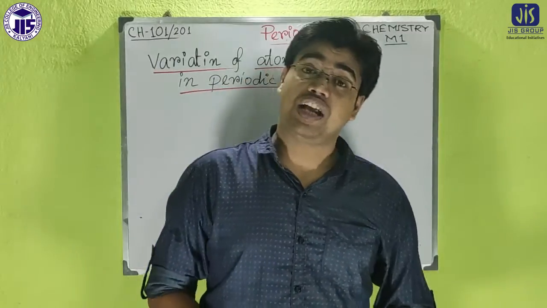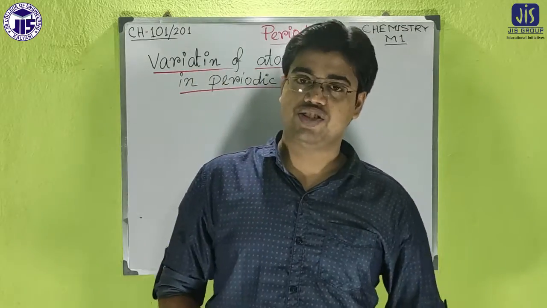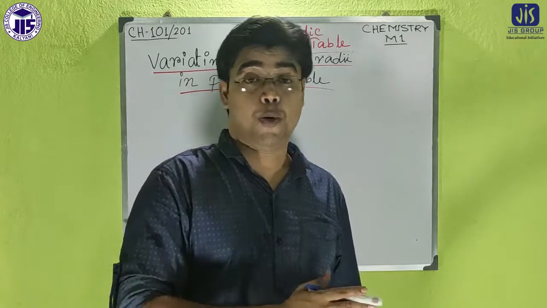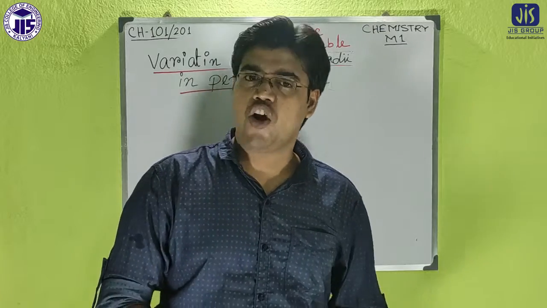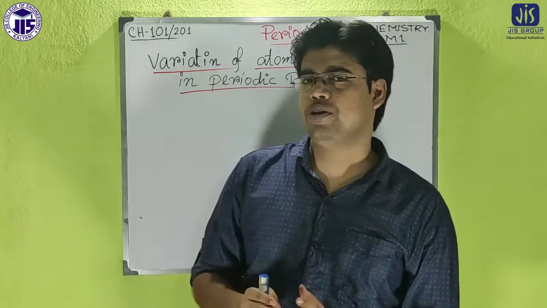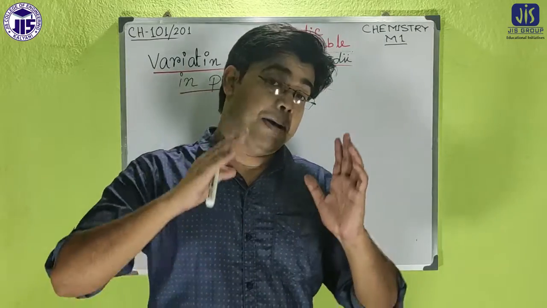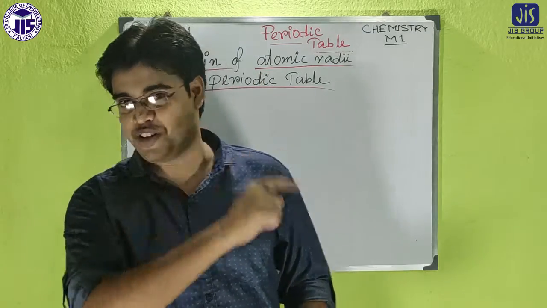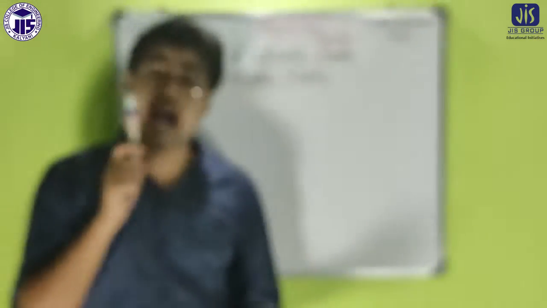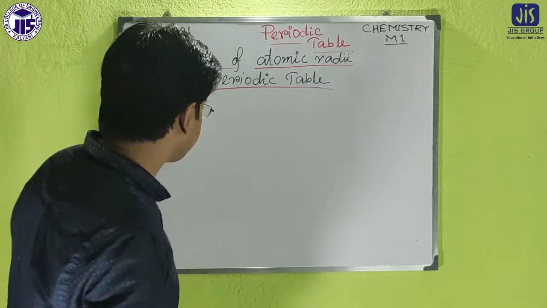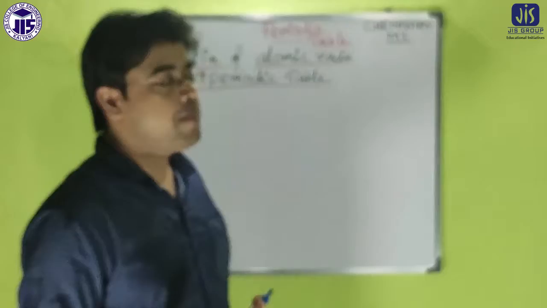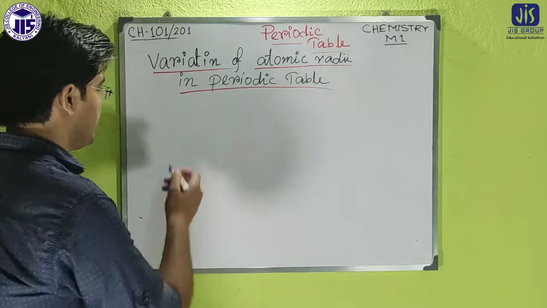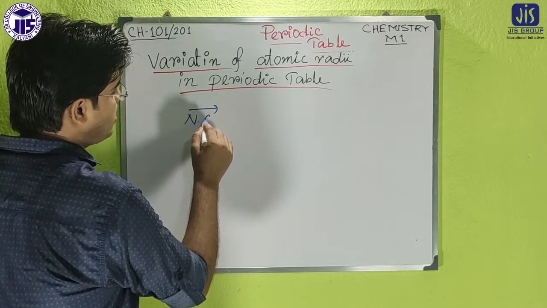Now come to the point of how the atomic radii change if we move from left to right of the periodic table or from top to bottom. That means from the point of view of the periodic table, what change can we observe for the atomic radii? For that purpose, first of all you have to understand what factors are mainly responsible for increasing or decreasing the atomic radii. That is the nuclear charge.